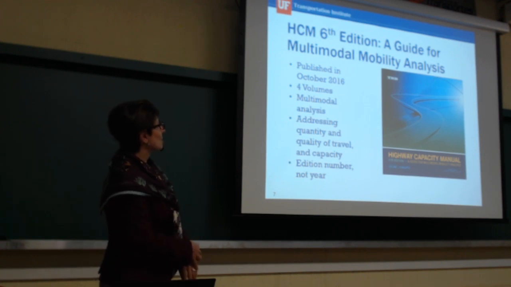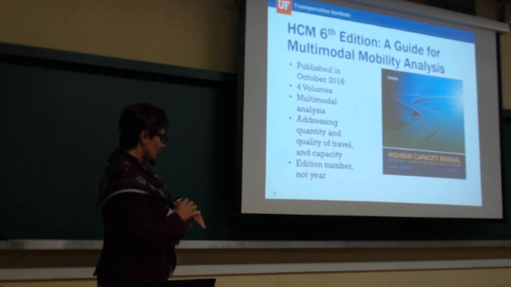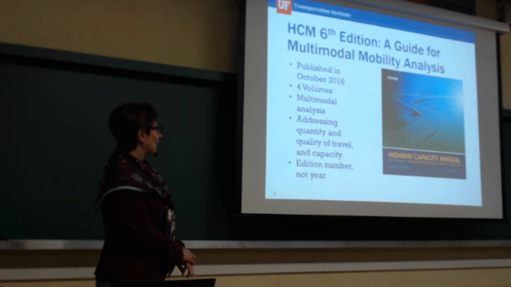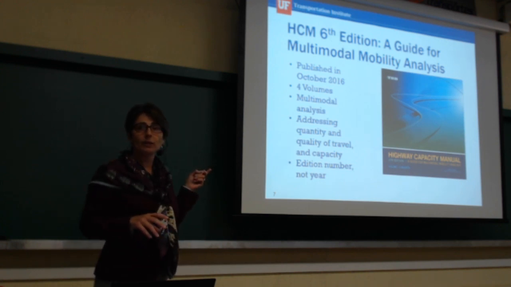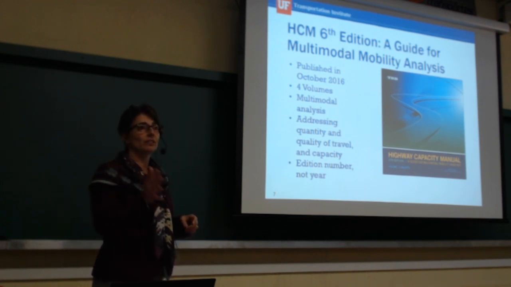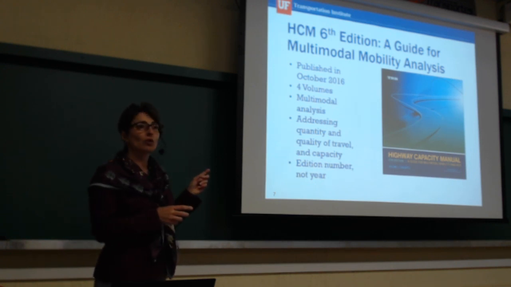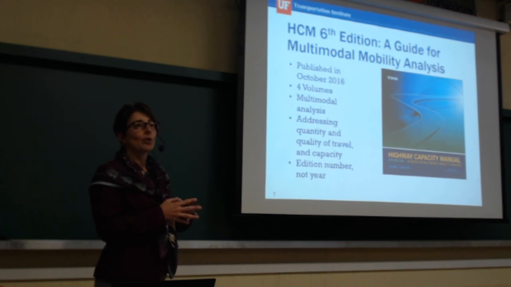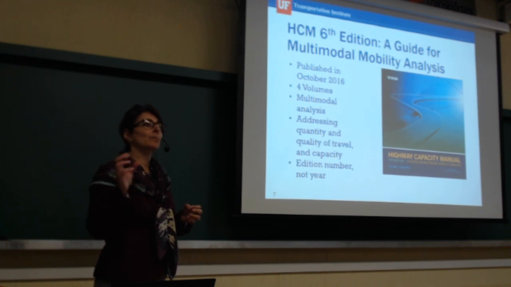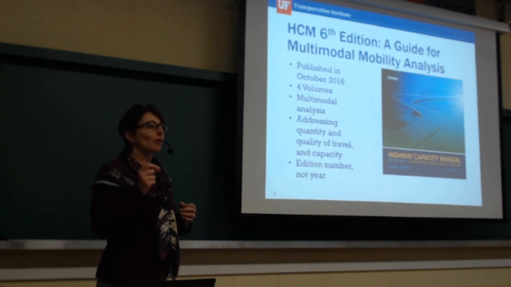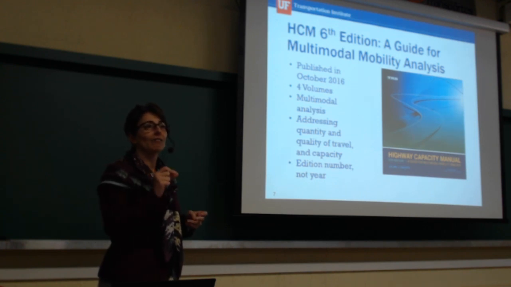One of the major changes in this latest edition is that there's no year attached to it. For previous versions, we had 1950, 65, and so on. But this time, it's called the sixth edition, with no year attached to it, with the idea that if we are replacing or updating specific methods, then now we can have method 6.2 rather than having the year.